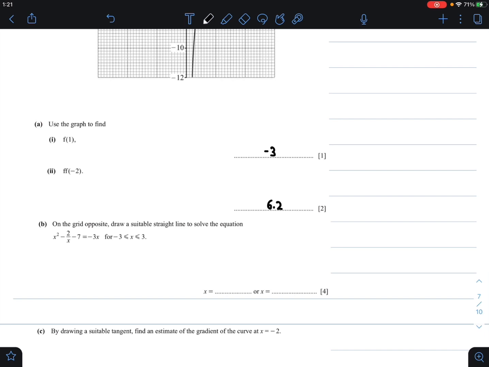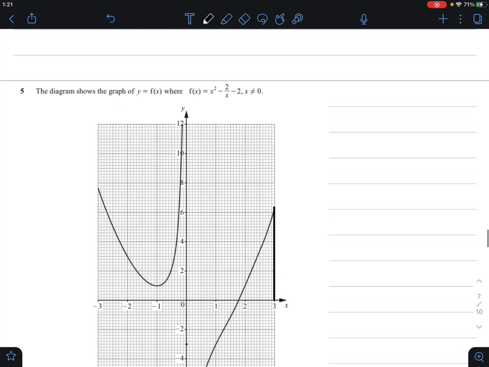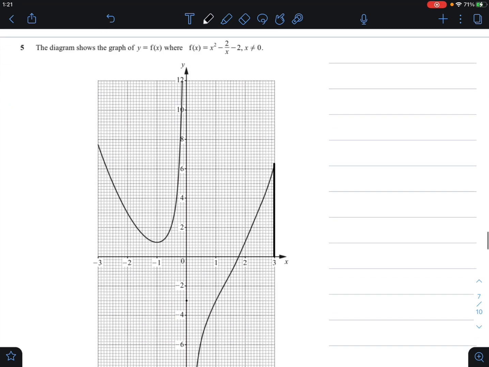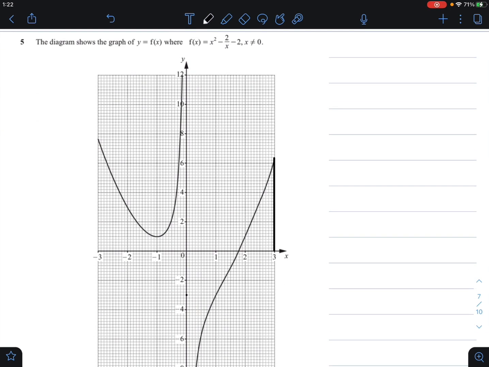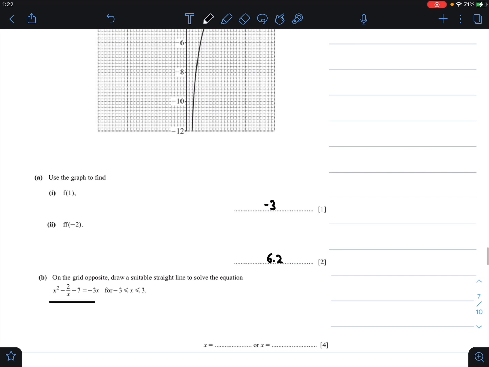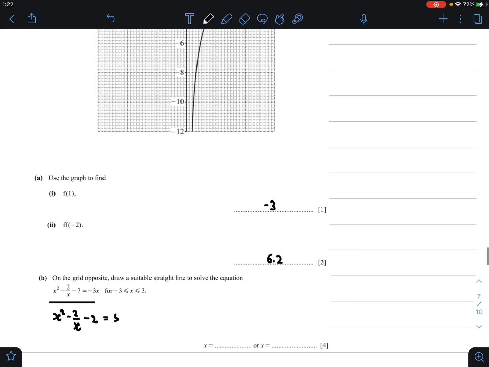So they are asking us on the grid to draw a suitable line to solve the equation. Now, if you see, this equation is slightly different to what they've given us in the question. The first two terms are the same, as you can see, x square minus 2x. But the last term, which is -2 in the question, is -7 in part B. So they have actually added a -5 to it. So we can rewrite this as -2 is equal to, and we take that -5 to the other side, so it will become +5. So therefore this would be the equation.